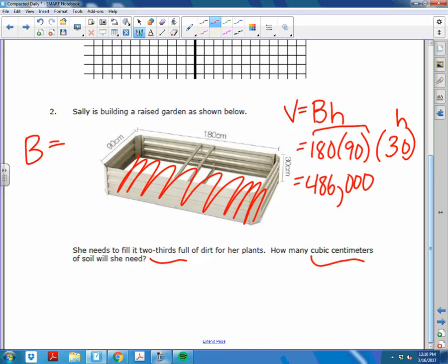Times 2/3. Now you can do that one of two ways. You can do times parentheses 2 divided by 3 in your calculator, or you can do times 2 divided by 3. Okay, either one works. Alex, but your answer should be 324,000 cubic centimeters.